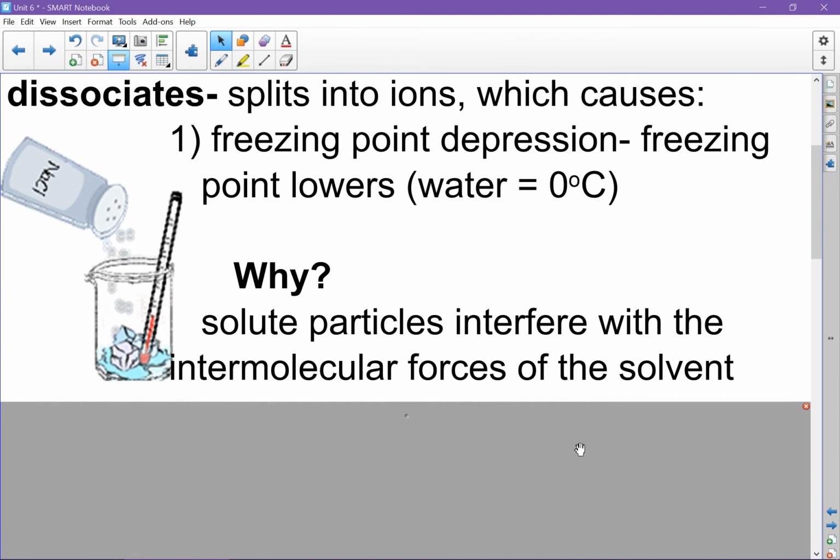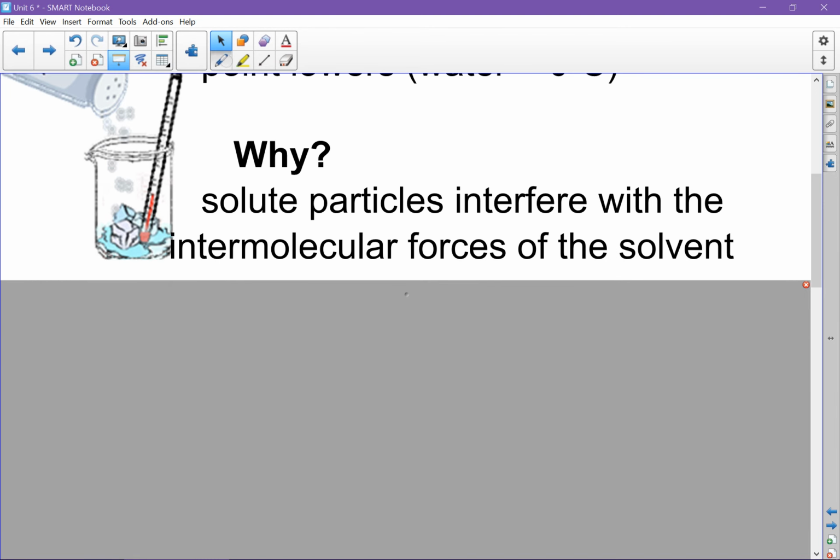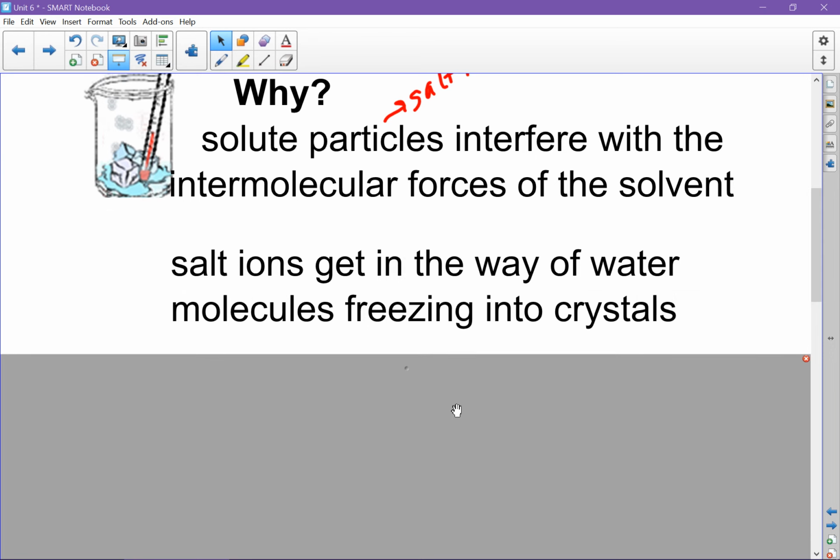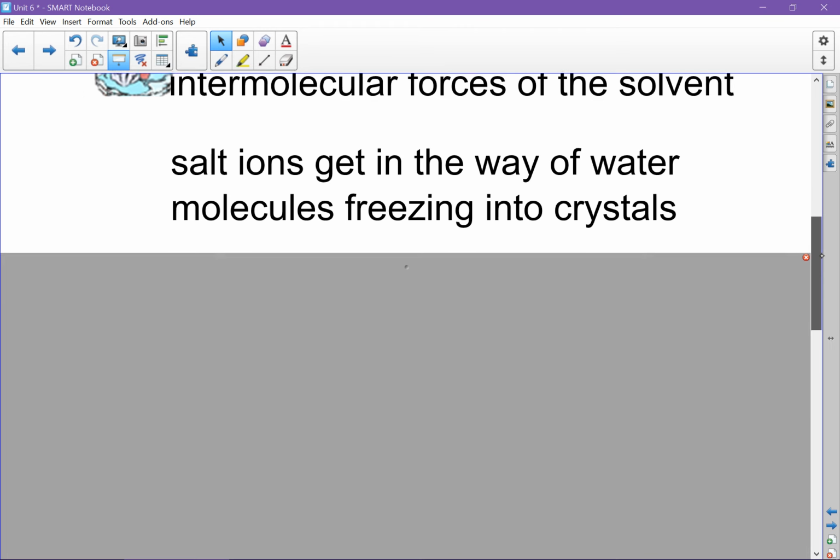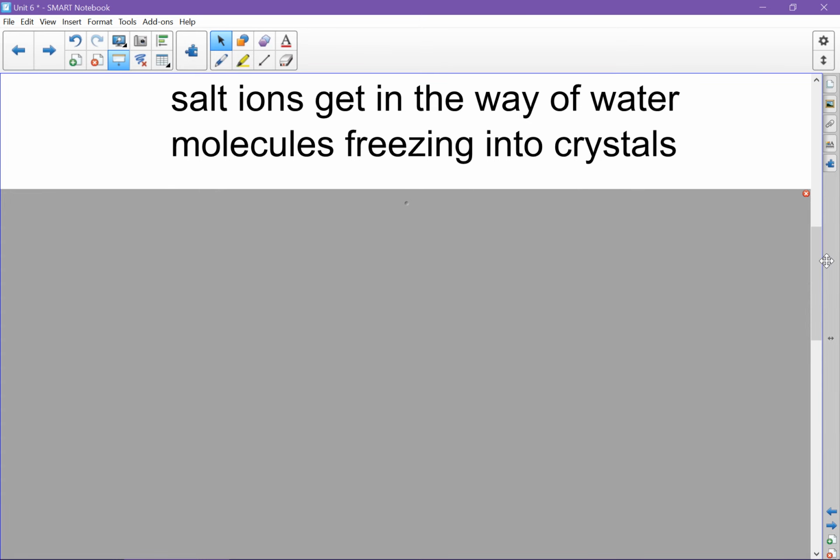The solute particles, which are the little salt ions because they've split apart at this point, interfere with the intermolecular forces of the solvent. It's basically like they get in the way of everything. So here's what's going on. The salt ions are going to get in the way of the water molecules freezing and turning into crystals. I'm going to show you what that looks like, because that sounds kind of funny.